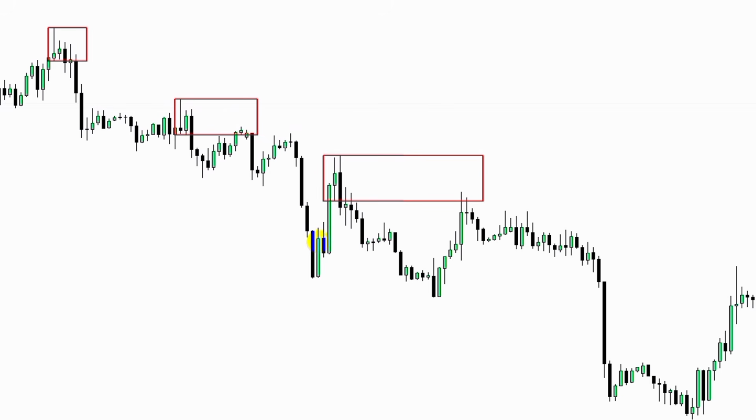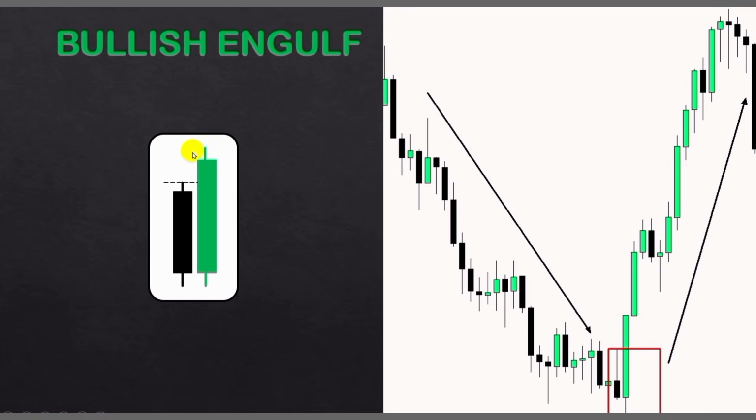Let's look at the bullish engulf candle. So this is the bullish engulf candle. The bullish engulf candle is the opposite of the bearish engulf candle. It is when actually a bullish candlestick engulfs a bearish candlestick. Now you can see it here in the chart. We have this movement of price to the downside, and then you must pay attention to finding the bullish engulf candle at swing low points, just the way you would pay attention to finding the bearish engulf candle at swing high points.